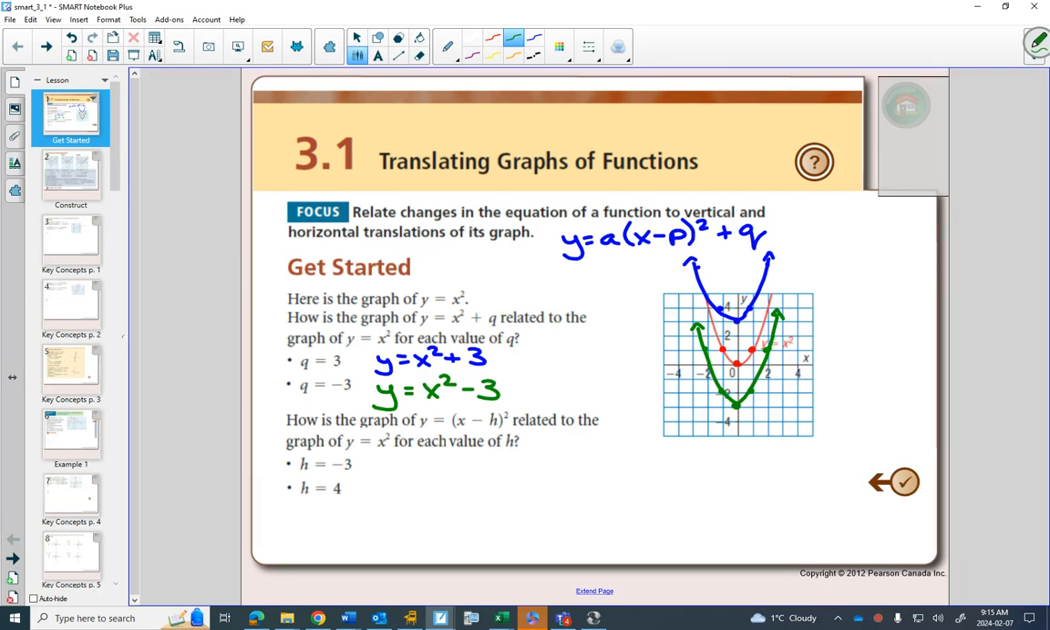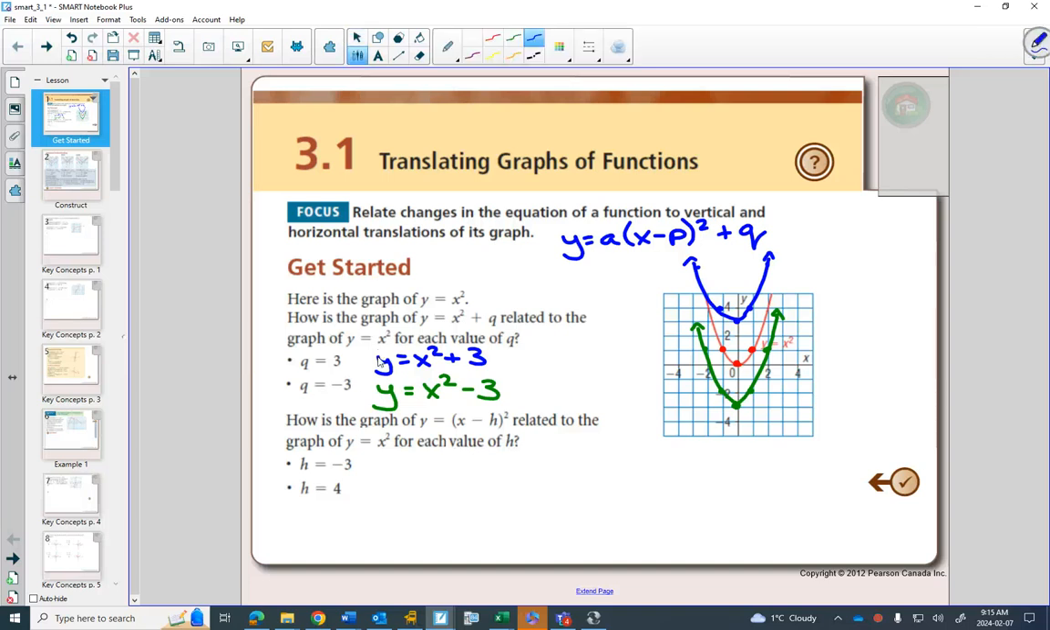And why it's nice to color code things in our notes is because it's really obvious to me that the green equation goes with the green graph. The blue equation goes with the blue graph. So if I was looking at this later when I'm studying, then I make that connection in my brain faster, right? It saves you time later on when you're studying.